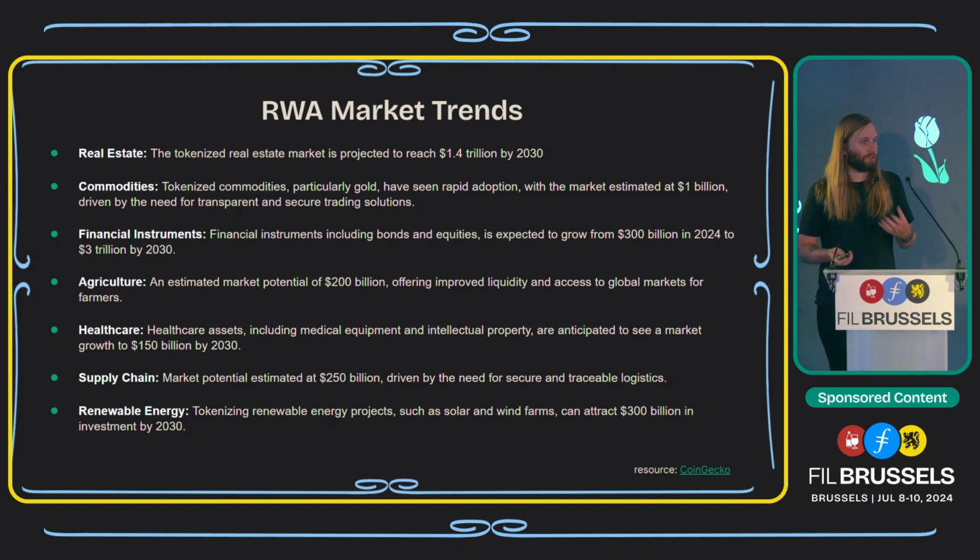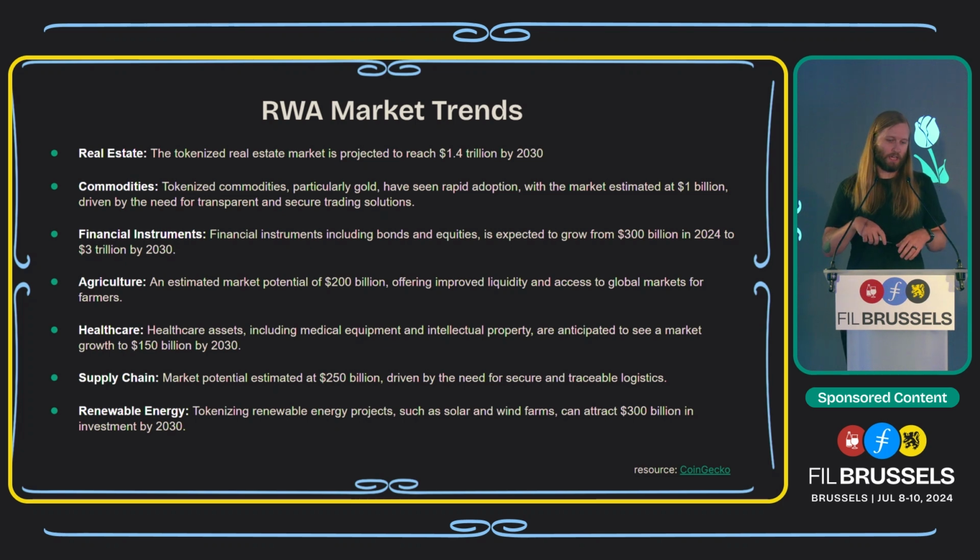Supply chain, which is really close to Hedera's heart. We have Avery Dennison, which has Atma, and they track about 150 transactions per second, tracking all supply chain movement all over the globe for understanding the eco and carbon output. And that potential of the market of supply chain is around $250 billion. And then renewable energy, another thing that Hedera is really close to our heart. Tokenizing renewable energy projects such as solar and wind farms, carbon credits, tracking carbon credits so they can't be double spent. That can attract around 300 billion in 2030.